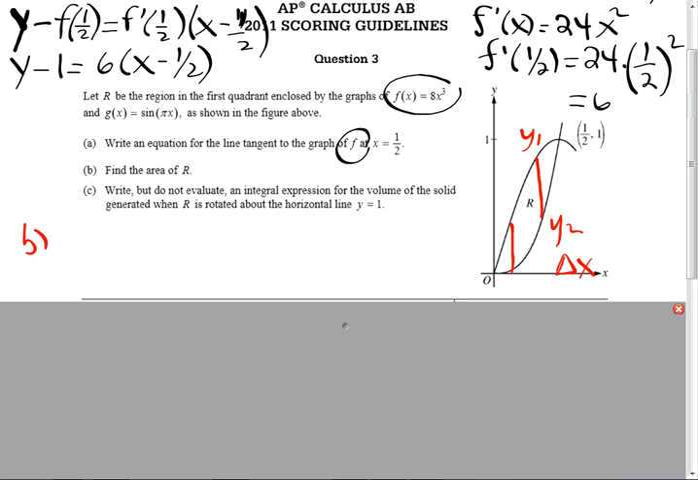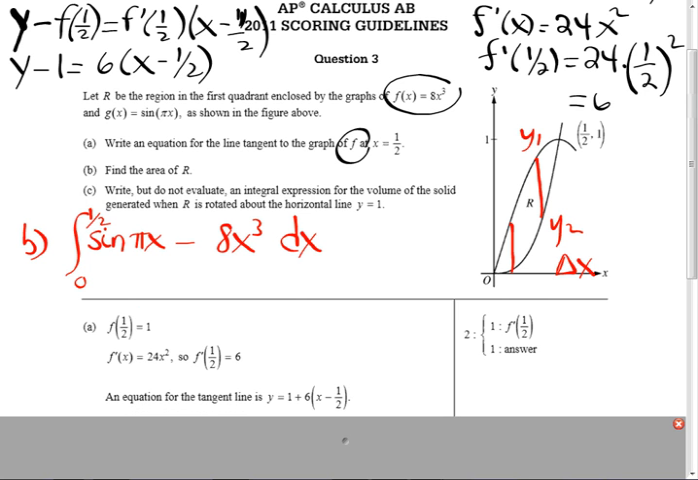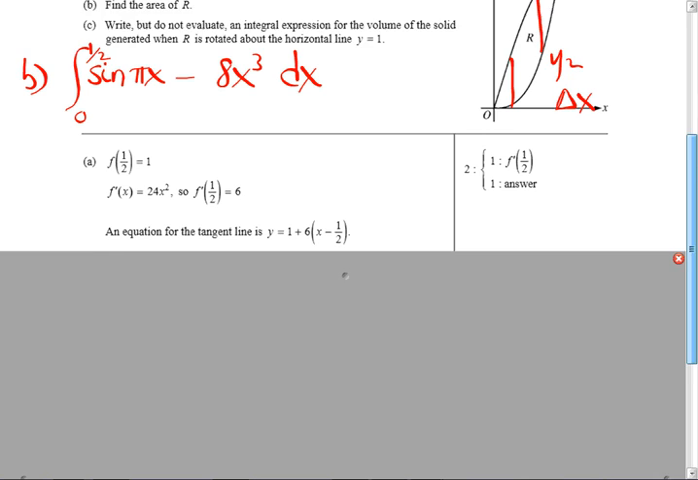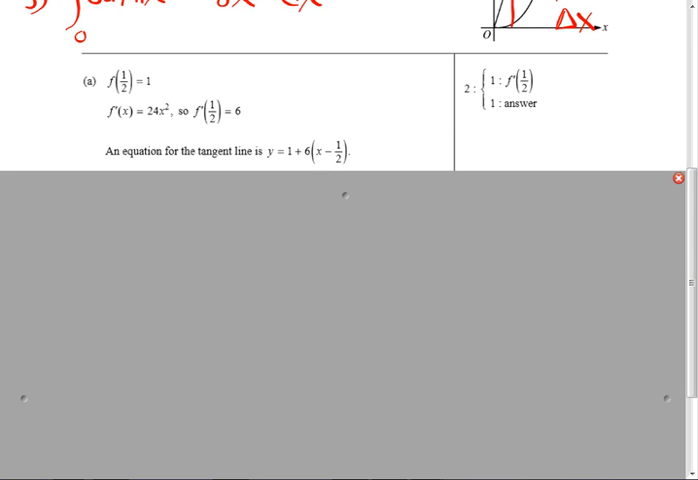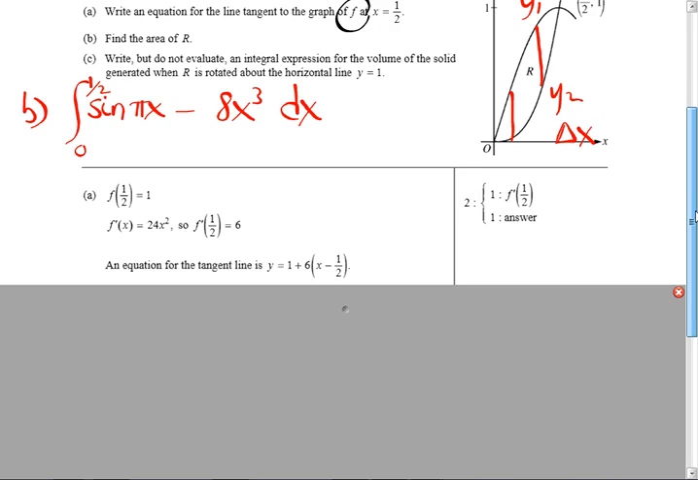Okay, so for part B, I want to integrate the top one, which is the sine of pi x dx, minus the bottom one, 8x cubed dx, where x goes from 0 to 1/2. This is a non-calculator problem. You won't have any problem integrating 8x cubed. By the way, 2 points for this, and 4 points for this.